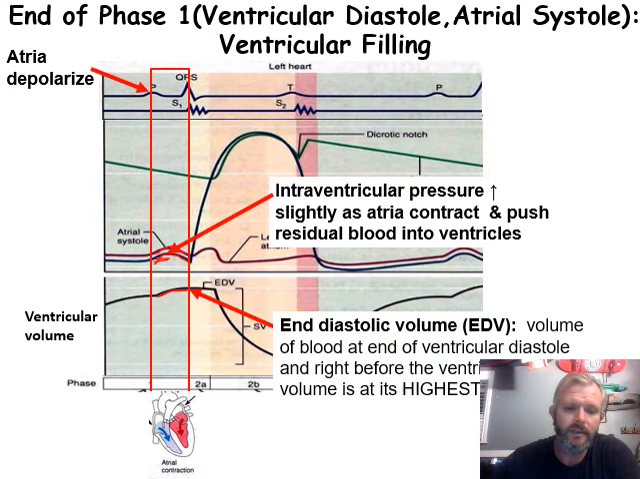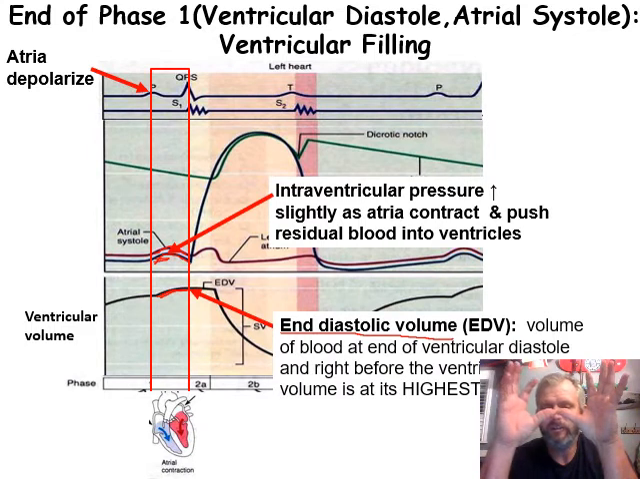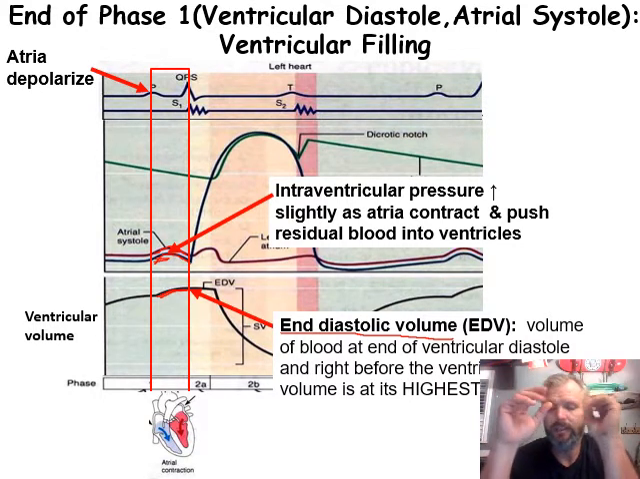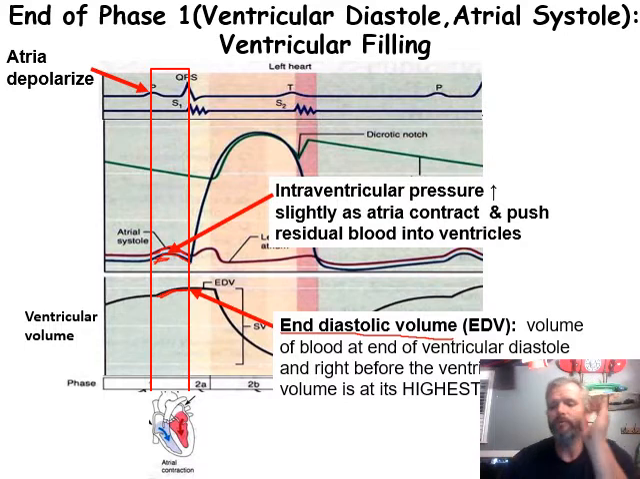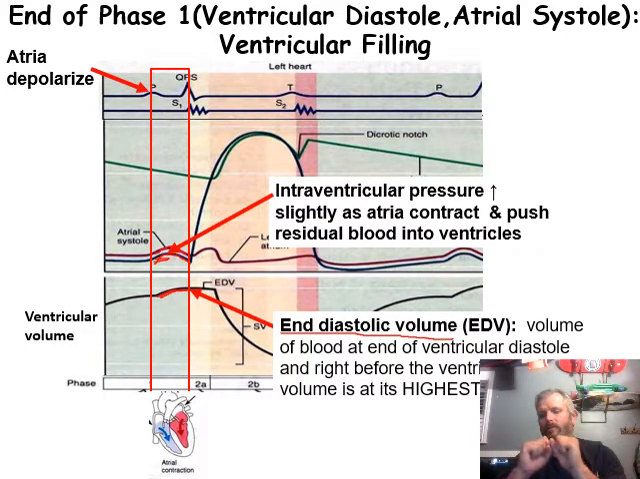And at the end of this phase, we get what's called EDV, end diastolic volume. What is the volume of blood after the ventricles have been in diastole? So before the ventricles go into systole, that end diastolic volume is going to tell you what the volume of blood is before the ventricles contract and ultimately push blood out of the ventricles. Okay, the EDV will be the highest volume.